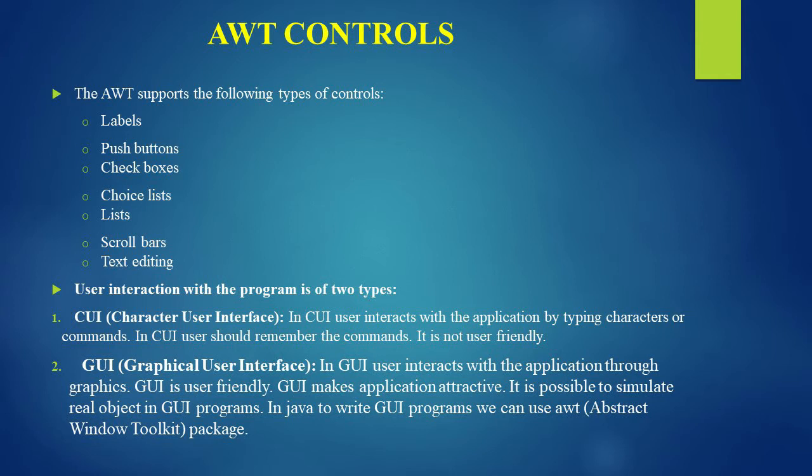User interaction with the program is of two types: CUI, that is, character user interface. In CUI, the user interacts with the application by typing characters or commands. In CUI, the user should remember the commands. It is not user friendly. The second one is GUI, graphical user interface. In GUI, the user interacts with the application through graphics. GUI is user friendly. It makes the application attractive. It is possible to simulate real objects in GUI programs. In Java, to write GUI programs, we can use the AWT package.